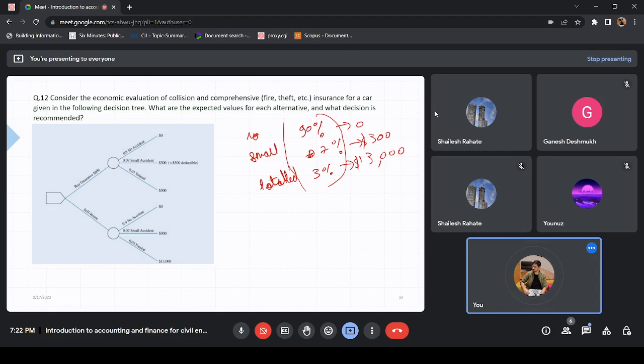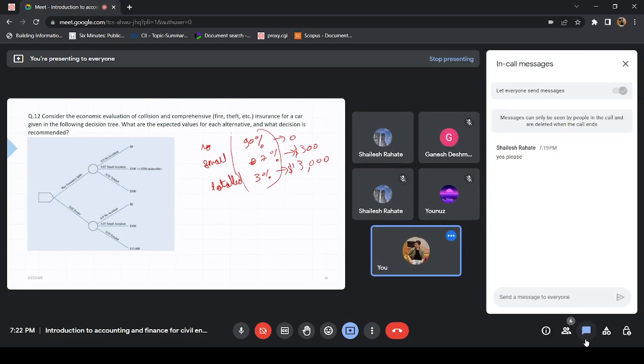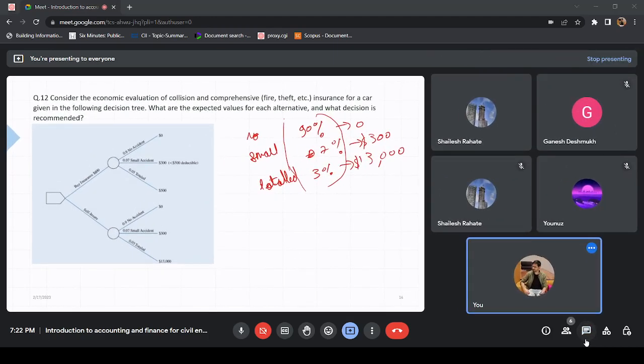Are you even connecting with the example? Okay, so assuming that you get what we are talking about, these probabilities won't change in both the cases, right? If you buy insurance or you don't buy it.